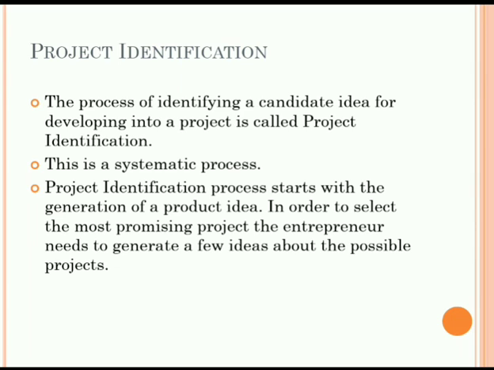This is a systematic process. The project identification process starts with the generation of a product idea. Then, in order to select the most promising project, the entrepreneur needs to generate a few ideas about a possible project. It means in project identification, initially we will take the idea from the person, and we will generate that idea into a product, meaning how to convert that idea into a product. The step by step process of that is nothing but project identification.